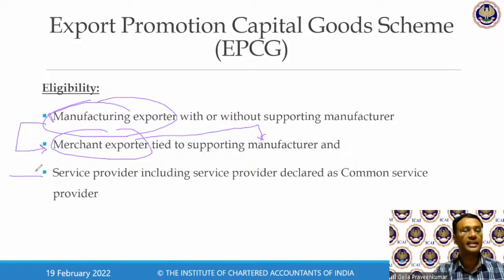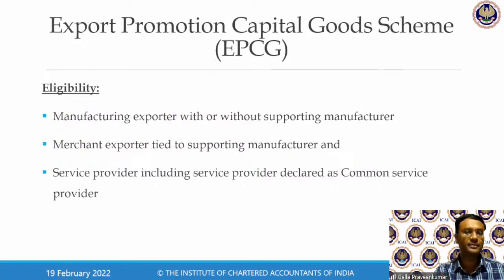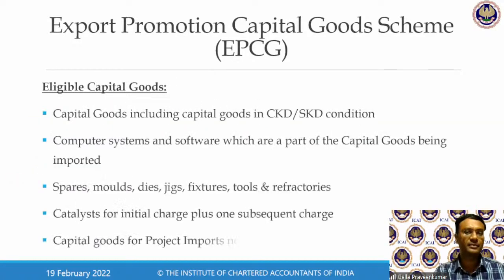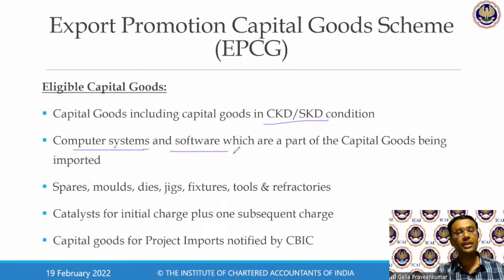Even service providers, who are declared as common service providers, can get into EPCG's benefit. Now, what are the capital goods I can import? I can import in CKD condition, SKD condition. I can import a computer system. I can import software, which also forms part of capital goods.